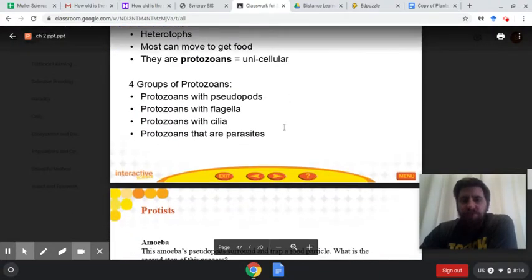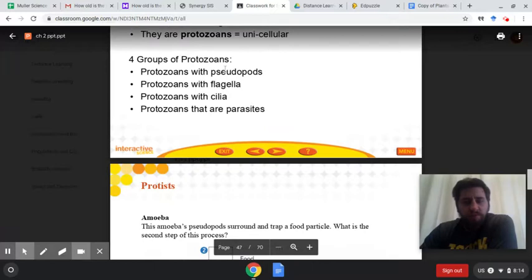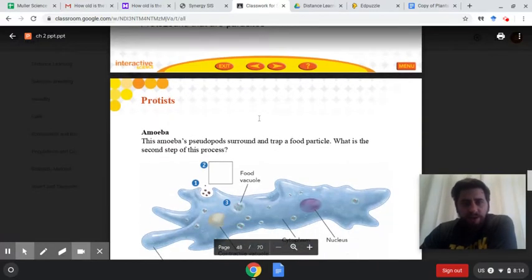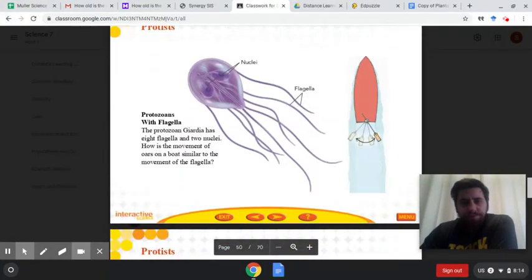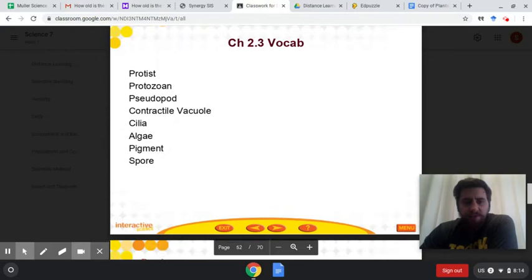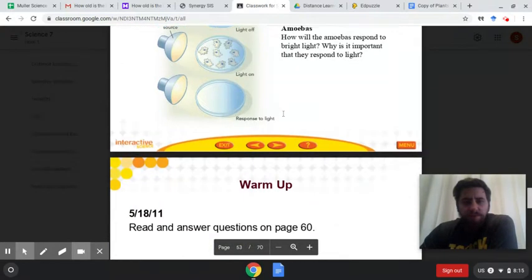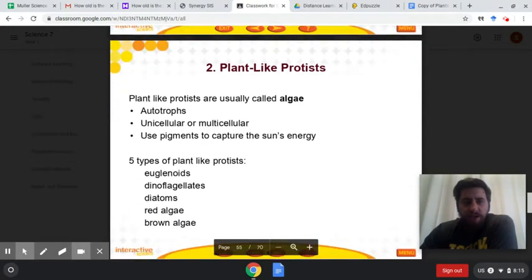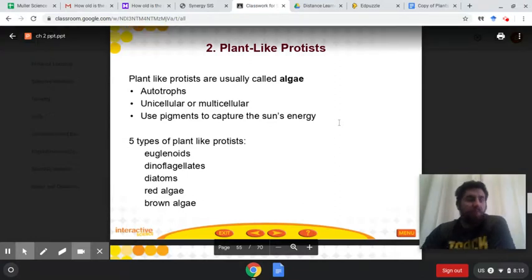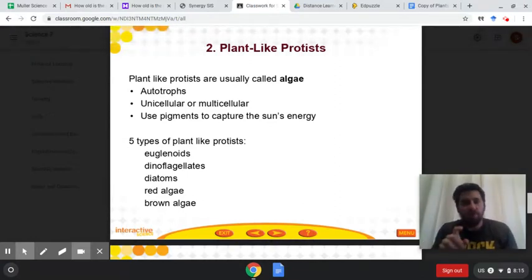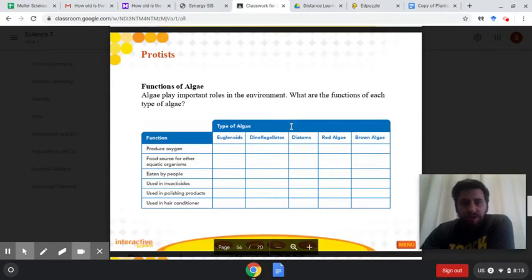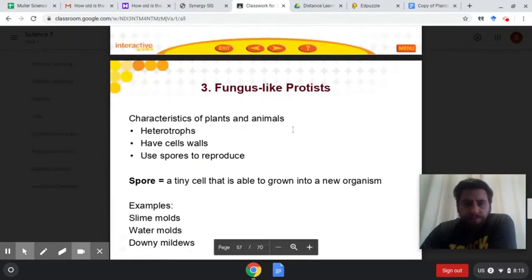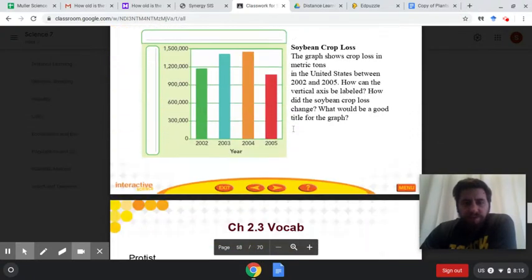Okay, and then talk about some interesting things just about animals. Animal-like protists, they have pseudopods and cilia, and many of them can be parasites. Okay, these are the different animal-like protists. Then we get to plant-like protists. Okay, they're uni or multicellular, autotrophs. So again, protists can be auto or heterotroph. They can be uni or multicellular. They reproduce through spores or conjugation, and so they are very diverse. The most diverse microorganism group we have. Okay, so different stuff about them.